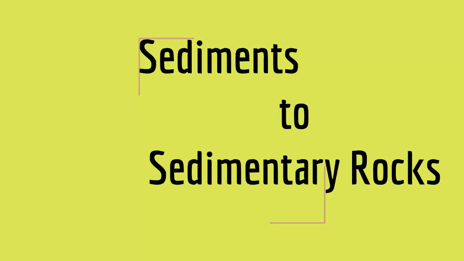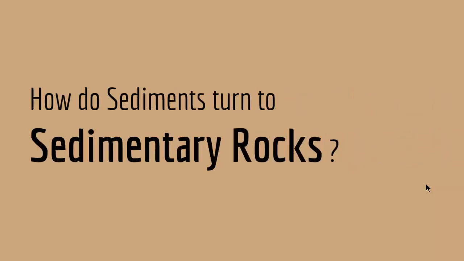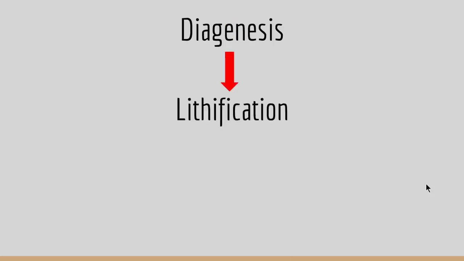Hello everyone, in this video we are going to explore how sediments turn to sedimentary rocks. So how do sediments turn to sedimentary rocks? Well, by a process that is called diagenesis, sediments turn to sedimentary rocks. Something that is included in diagenesis is lithification. Lithification is the process that turns weathered sedimentary material into sedimentary rocks. Or in other words, it turns sediments into sedimentary rocks.